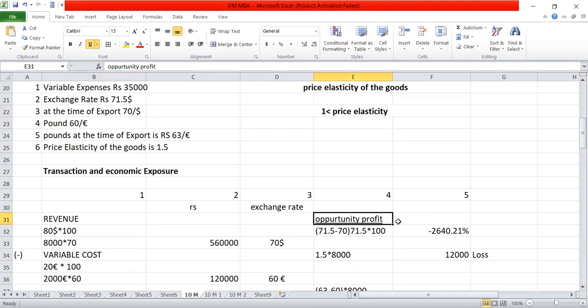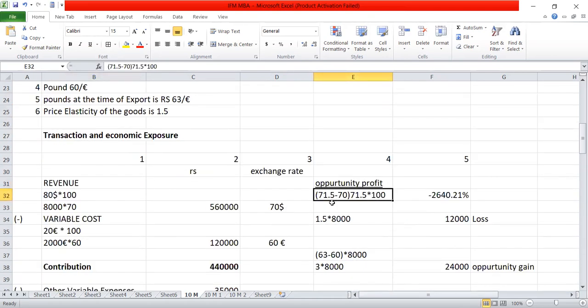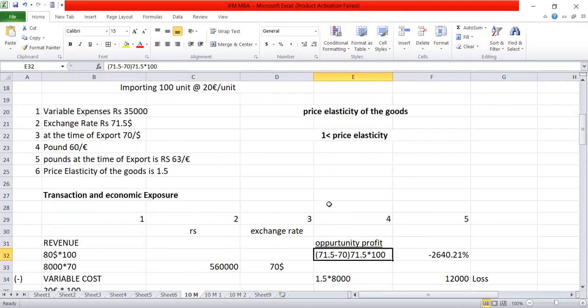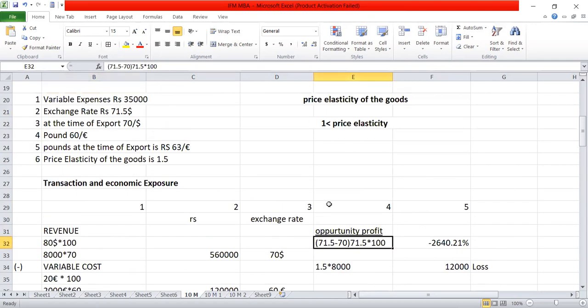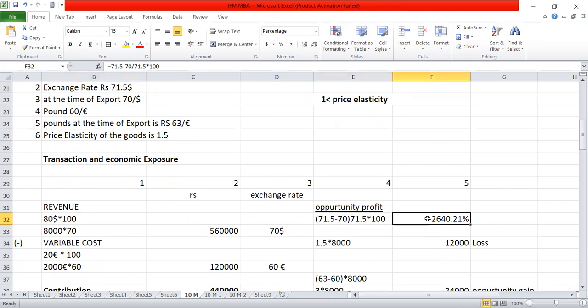Same thing that we are calculating, opportunity profit or loss. Very simple. So 71.5 minus 70. At the time of entering into the contract price minus the export price, divided by the price at the time of entering into the contract. That is 71.5 minus 70 divided by 71.5 into 100. So if you do this, the answer is minus 2640.21 percentage. So this much got reduced. So we'll check it once.